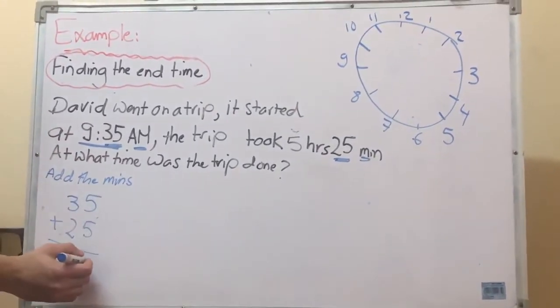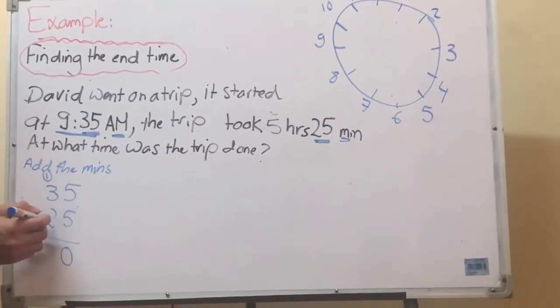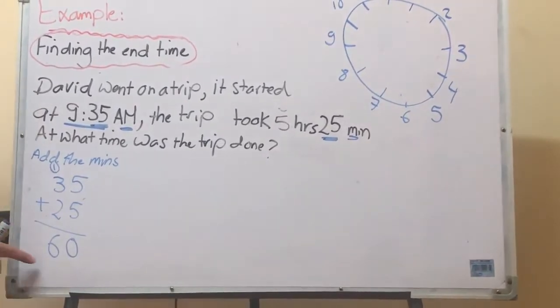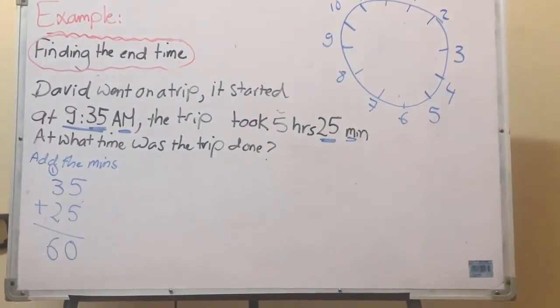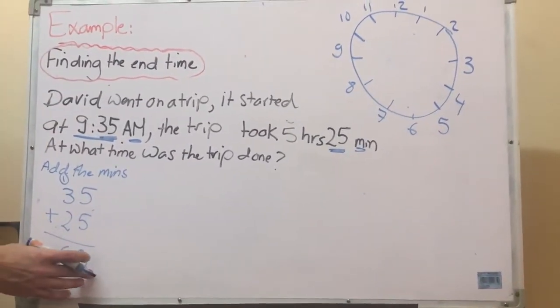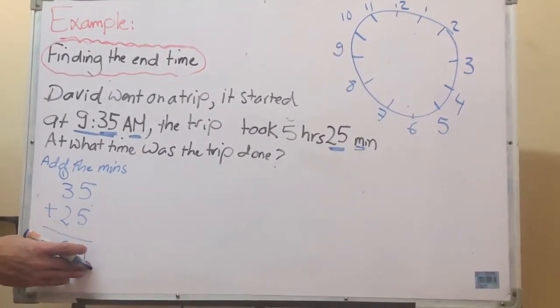5 plus 5 is 10, so it's 0 and carry up 1. 3 plus 2 is 5, and I have 1 in the carry up, so it's 6. So that means it's 60 minutes. And I cannot write 60 minutes in the minute section. This is equal to or greater than 60.